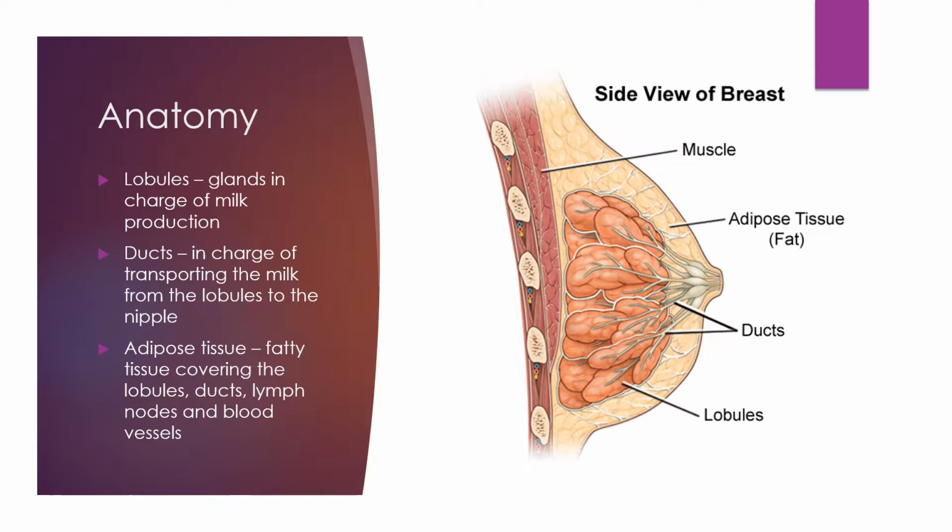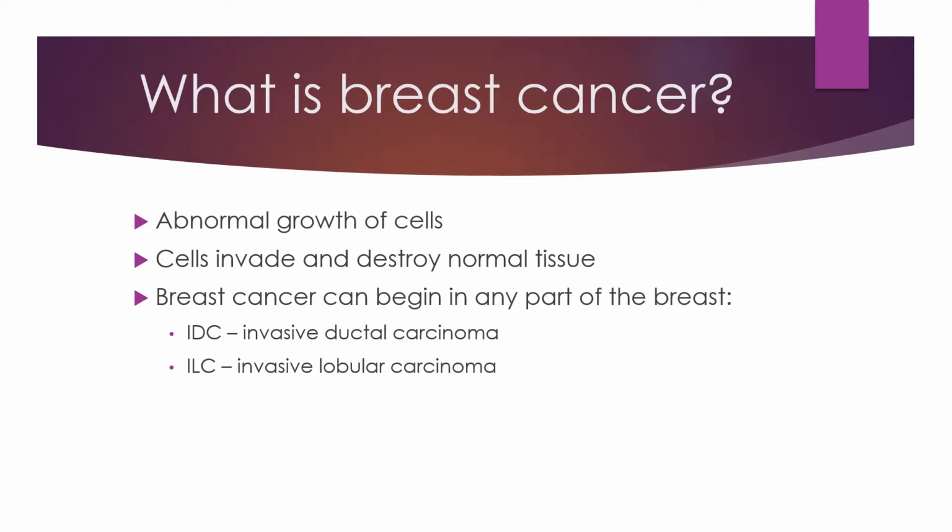The lobules are glands that are in charge of milk production. The ducts are in charge of transporting the milk produced in the lobules to the nipple. And then we have the adipose tissue, which is the fatty tissue covering the lobules, ducts, lymph nodes, and blood vessels. Now that we know a little bit about the anatomy and the parts that compose a breast, we can begin talking about breast cancer itself.